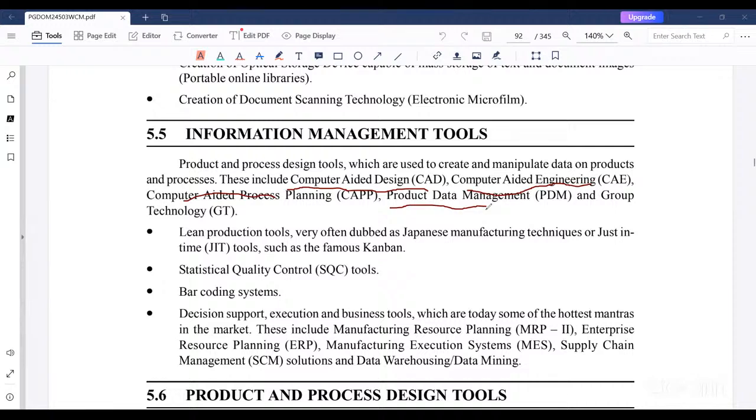Apart from that, we have lean production tools, under which the main one is Japanese manufacturing techniques, that is just in time, such as the famous Kanban technique, or statistical quality control, barcoding systems, decision support, and execution of business tools. So all this comes under the information management tools.